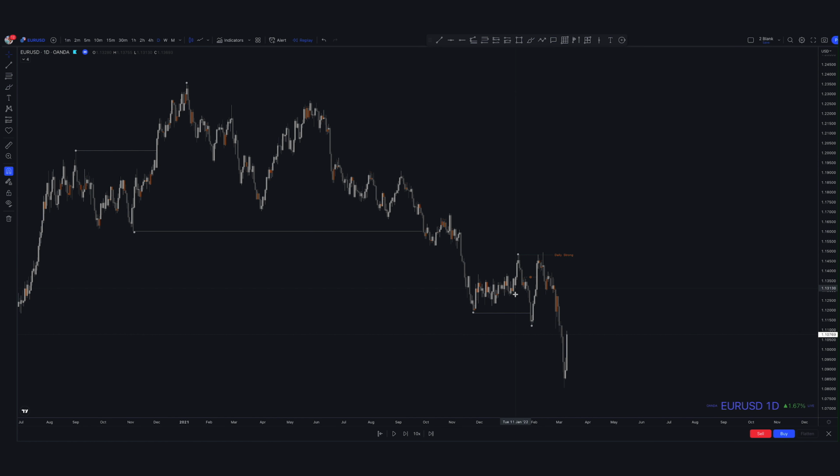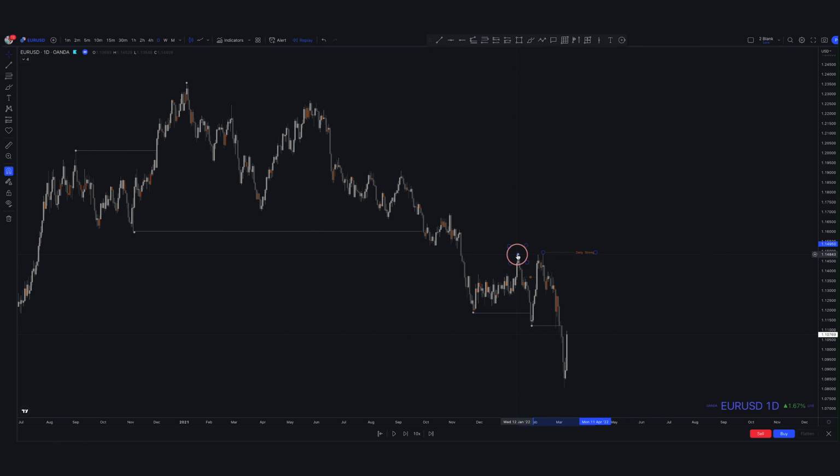Okay, so now we have this low here protected, and then what happened now? So again, we had this push, the pullback, and now another push. So after price broke below with a body closure below this recent low, now our strong high, I mean this was going to be our strong high.